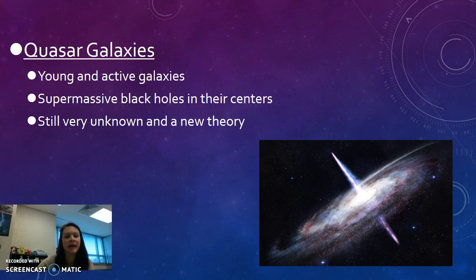And what sets them apart from the other ones is that they have a supermassive black hole in the very center of them. So right there you can see a galaxy that spirals around a black hole. There is some theory that all spiral galaxies, if they're large enough, will create themselves into a quasar galaxy. But there's no proof for that yet.